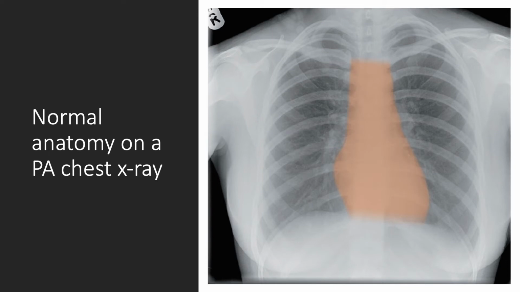The area shaded orange is the mediastinum. The mediastinum is the central compartment of the thoracic cavity. It contains the heart, great vessels, esophagus, trachea, phrenic nerve, vagus nerve, sympathetic chain, thoracic duct, thymus, and central lymph nodes.